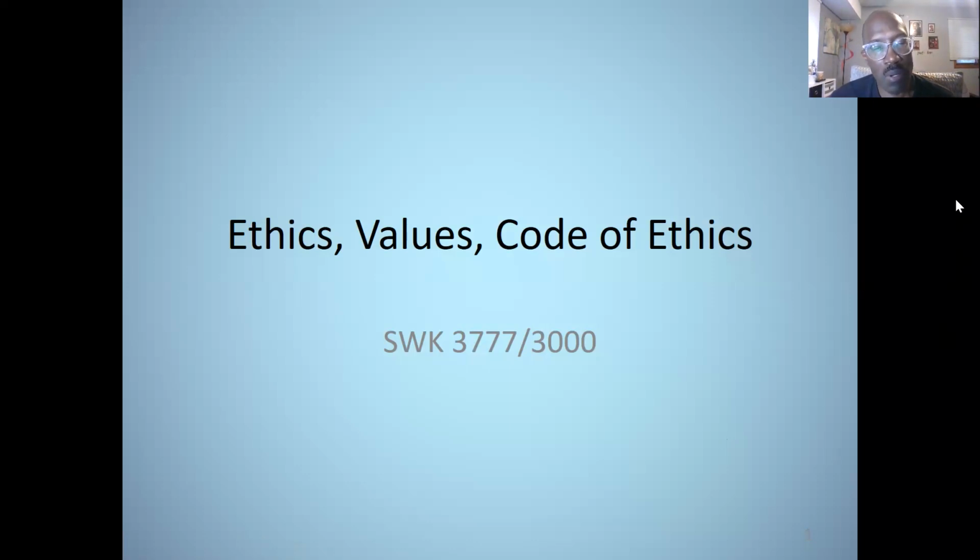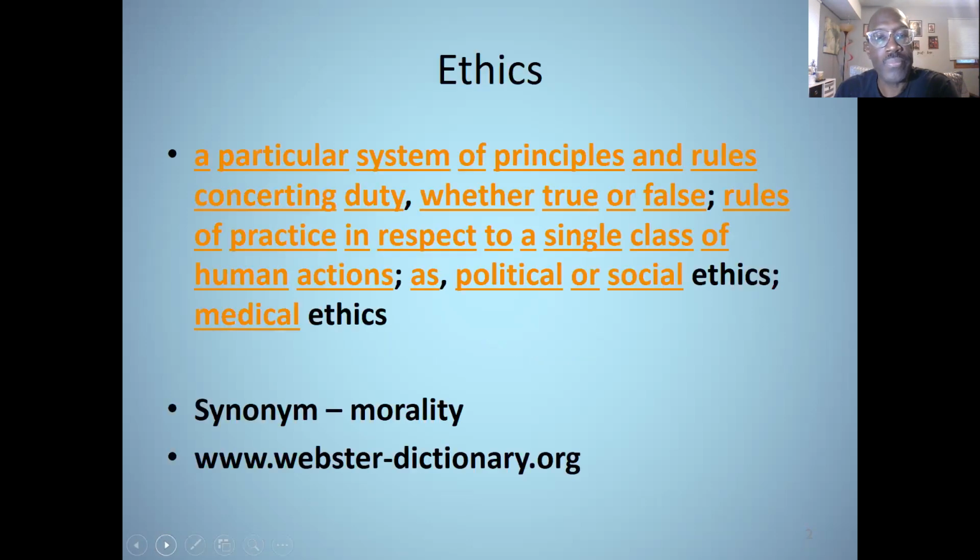And so it's very, very important that we really pay close attention to understanding what these particular ethics and values of our particular social work profession are about. And so without any further ado, let's jump into this lesson for today. So when we think about ethics, this definition rings true.